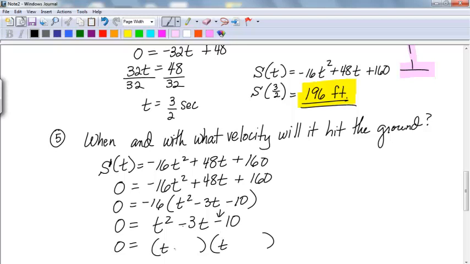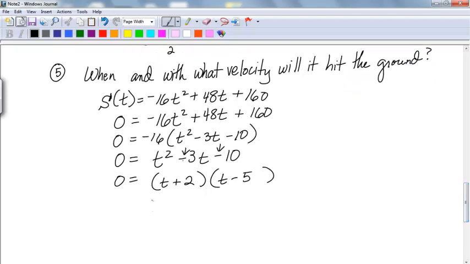Remember, this tells you the signs are different. They multiply together to give you 10. If that's a minus sign, they differ by 3. And this is the sign of the larger one. So 5 and 2, right? So t plus 2 equals 0. T minus 5 equals 0. This one, you're going to have to reject. It can't hit the ground before it was thrown. So reject that one. And then t equals 5 seconds.